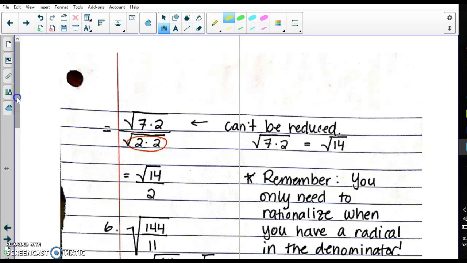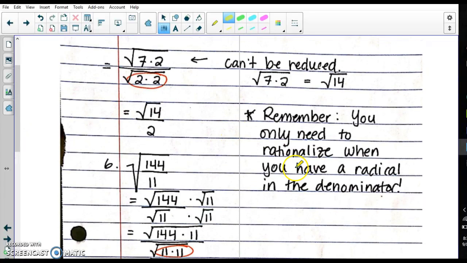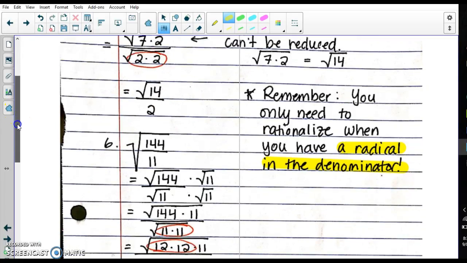I want you guys to remember that you only need to rationalize when you have a radical in the denominator. If there's no radical in the denominator, if you simplify all the way through, then you do not need to rationalize. All right, here's one more example.